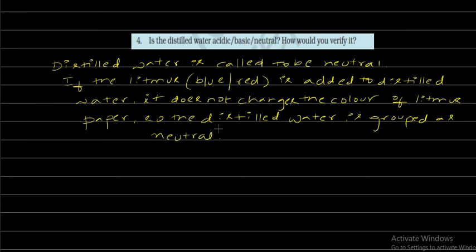If you are saying it is acidic, you have to mention the reason why it is acidic. If you are saying that it is basic, then you have to mention the reason why it is basic. So the distilled water is grouped as neutral. Next, describe the process of neutralization with the help of an example.